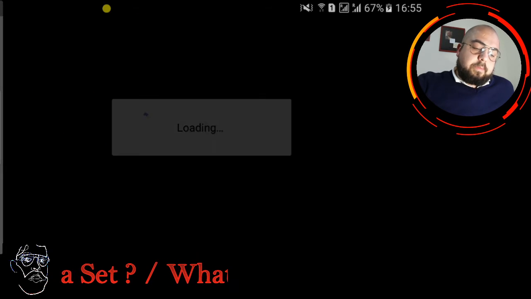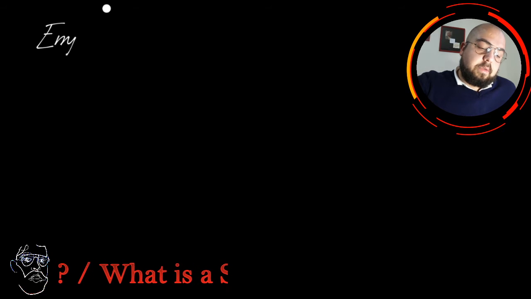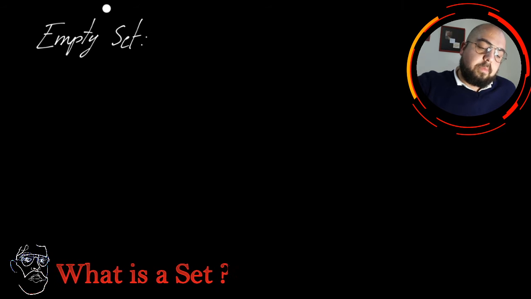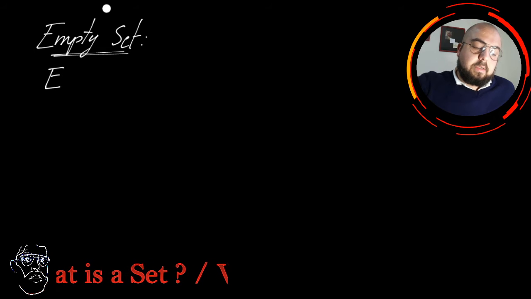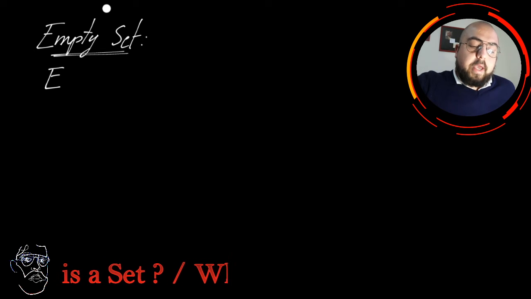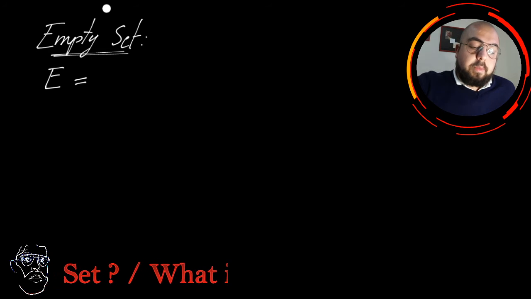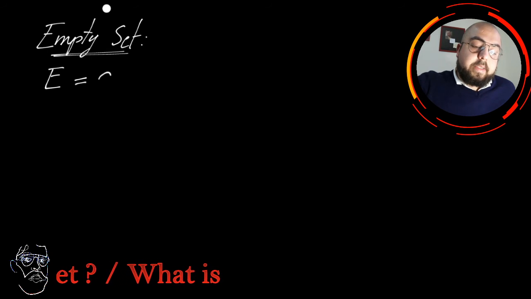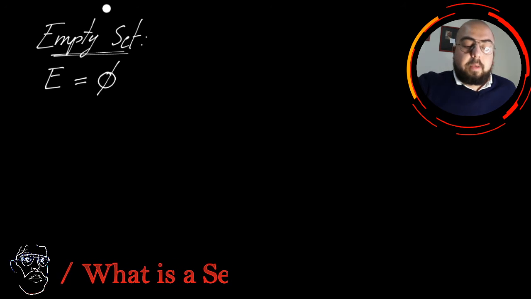What about the empty set? Whenever we talk about the empty set, it means a certain set, let's call it E, which has no elements. So it is formed by no elements. It is symbolized by phi. So E is equal to the empty set.